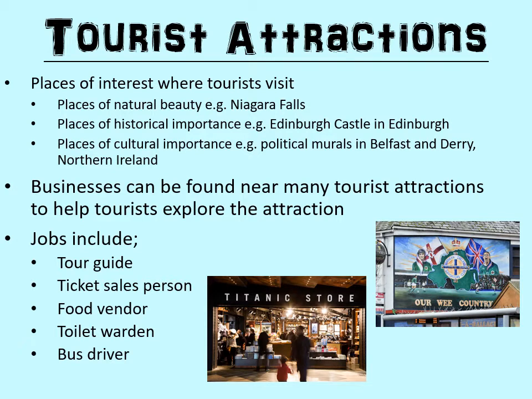So, our tourist attractions are places of interest where tourists visit, and they can be split up into different categories. So we've got places of natural beauty, for example Niagara Falls, or in Angus you might go to St Cyrus. Places of historical importance like Edinburgh Castle, and then places of cultural importance, for example going to visit The Hague, or going to see political murals in Belfast and Derry in Northern Ireland that talk about the troubles that occurred there. We also find businesses near tourist attractions that help tourists explore the attraction.